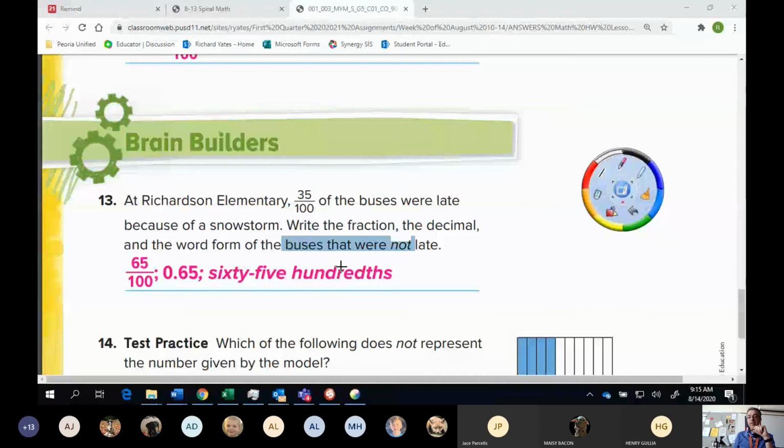So if you wrote something different than these answers, put down reading error because you might not have read that part. Abby?